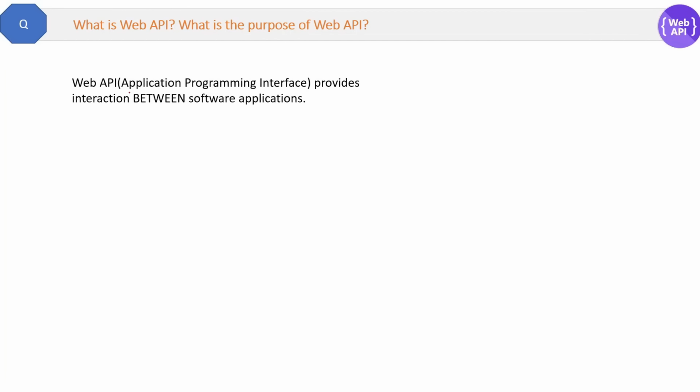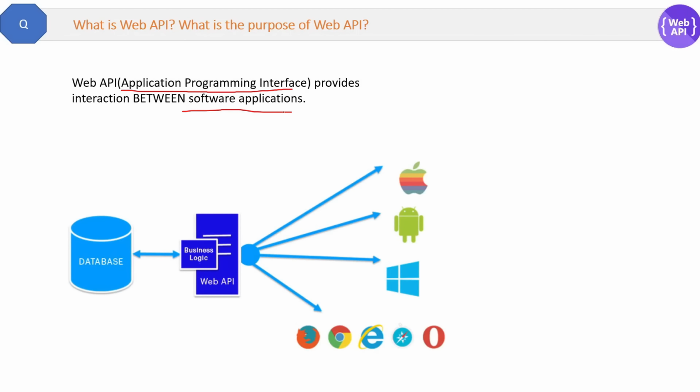What is Web API? What is the purpose of Web API? Web API, where API stands for Application Programming Interface, provides interaction between software applications. So the definition is so simple, it provides interaction between software applications. Now what is the purpose of a Web API? For example, if you want to place an order on Amazon via mobile app or website, the UI is different, but for both mobile app and website, the business logic is written in a common Web API.